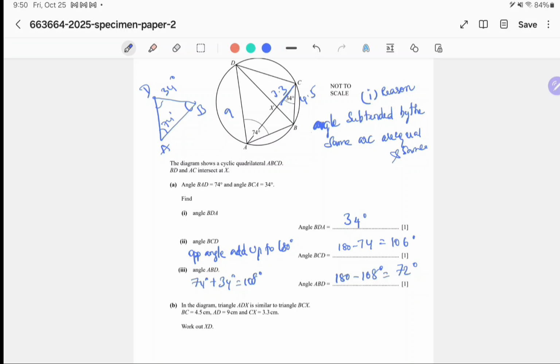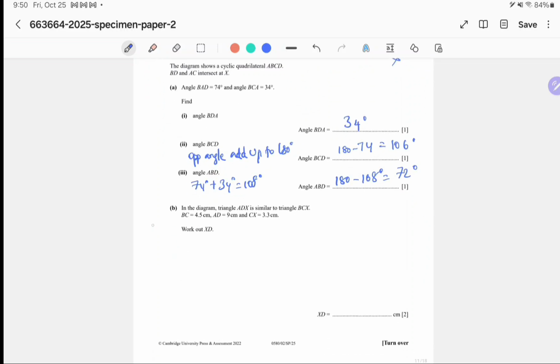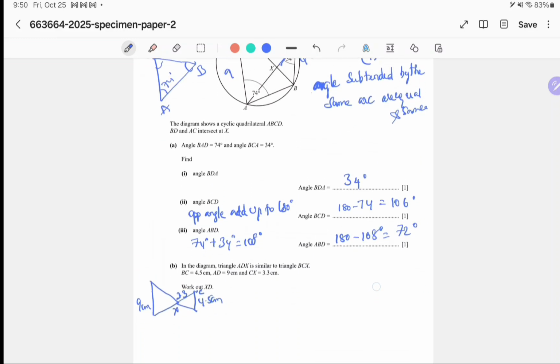Okay, so BC, I will do the calculation here. This way, if you take, this is the larger one, this is the smaller part. So this is 4.5 centimeter, this is 9 centimeter. Okay, and CX, this part is 3.3. This is X, this is C. Okay, I think this is A, this is B, and this is D.